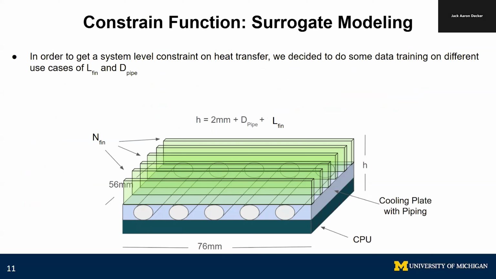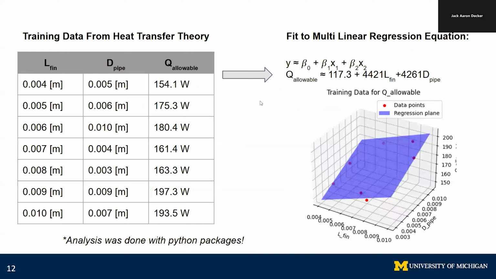We're keeping the base area dimensions here the same. And we are changing the height, which is based off D pipe and L fin. So to do this, we created training data from heat transfer theory that we're going to talk a little bit more in future slides. But we just took various combinations of L fin and D pipe and calculated what the Q allowable would be. And we fit this to a multilinear regression equation.